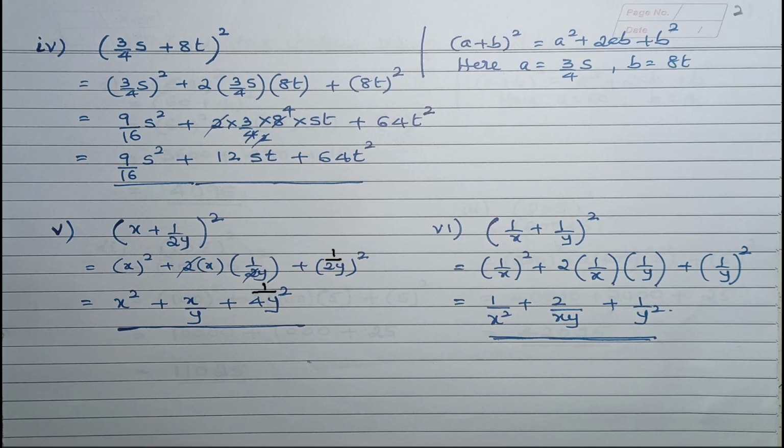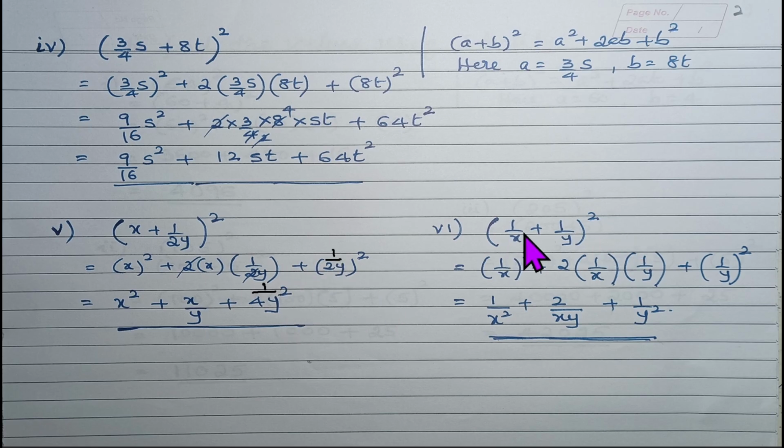The next example is (x plus 1 by 2y) whole squared, and again applying the same identity, (a plus b) whole squared is equal to a squared plus 2ab plus b squared, and putting the values of a and b in the RHS. a is x here, b is 1 by 2y, therefore it is (x) whole squared plus 2 into x into 1 by 2y plus (1 by 2y) whole squared, and it will be x squared plus, 2 cancels here, x by y, and 1 by 2 squared is 1 by 4, y squared. So that is the answer. Please make these corrections which I have made there already.